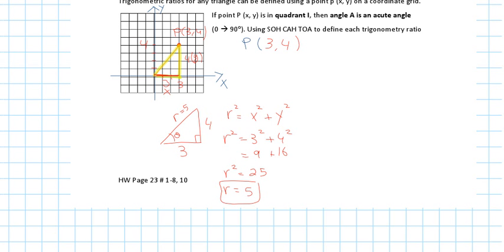So, theta is my angle of interest. Where's my opposite? 4. Where's my adjacent? 3. And then I know R is my hypotenuse.